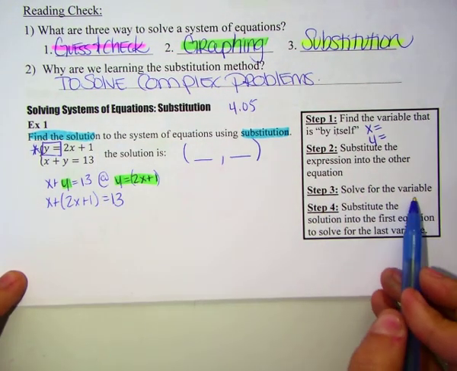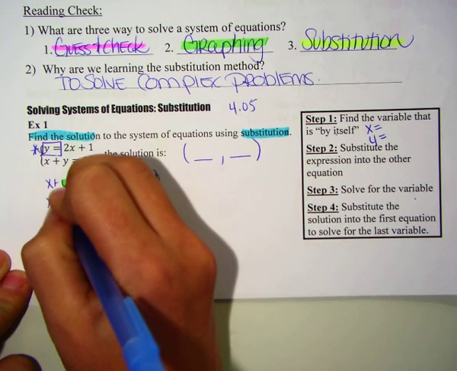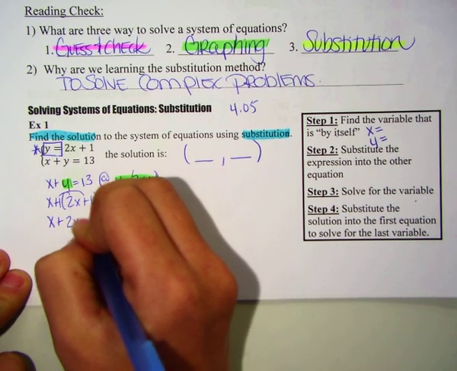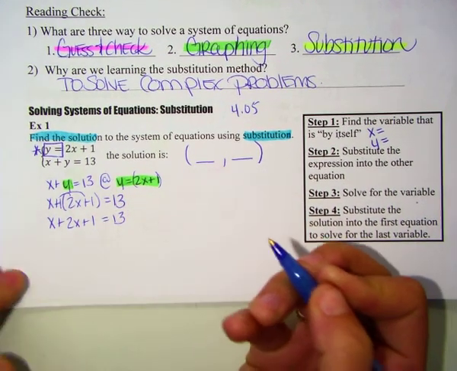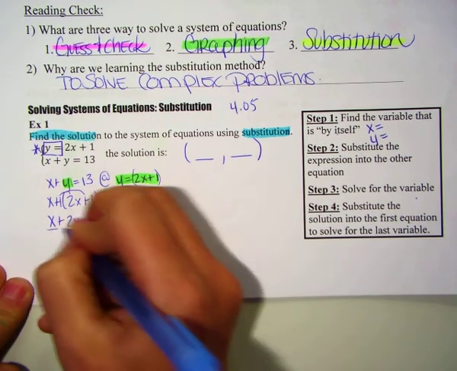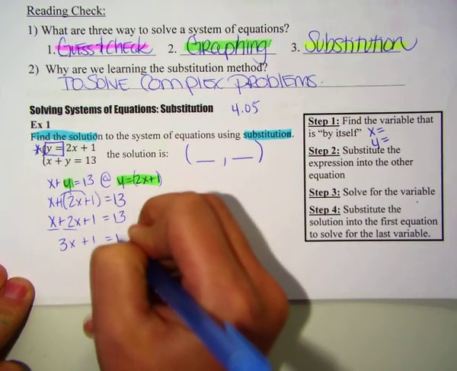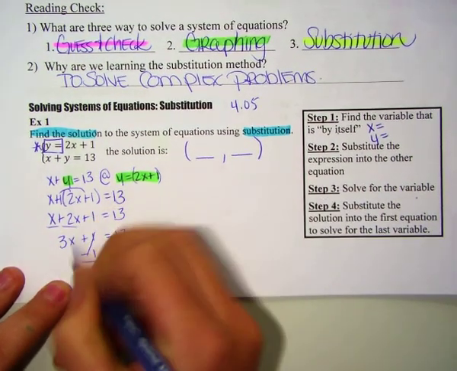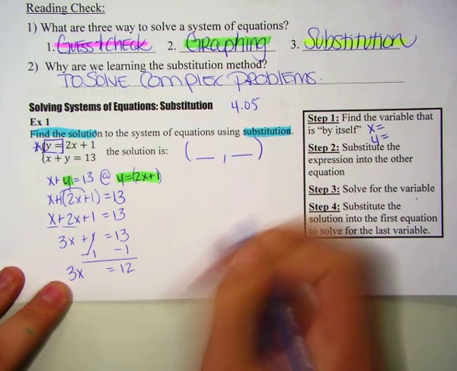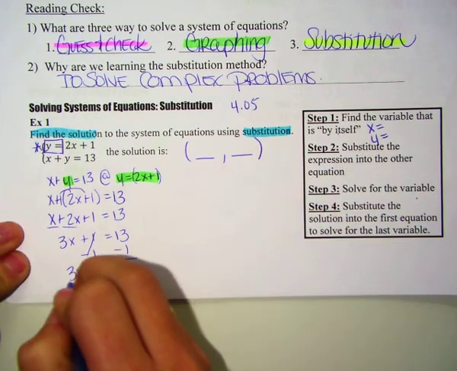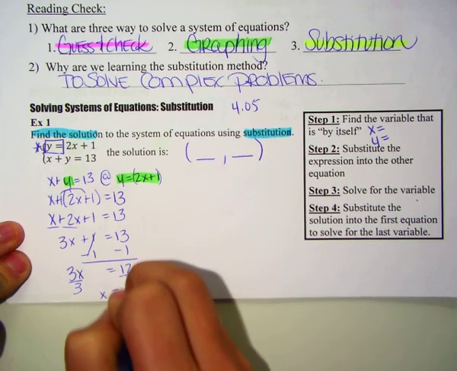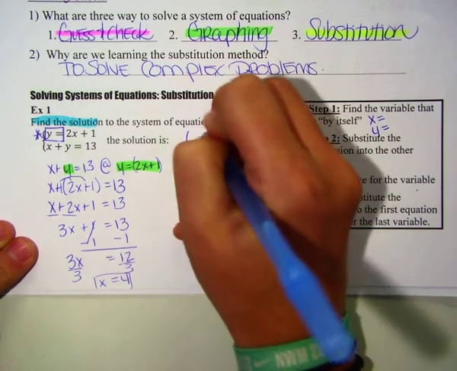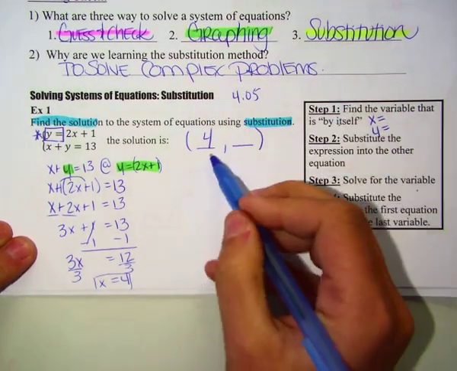Step 3 says to solve for the variable. So here we're going to solve for x. There would be a positive 1 here technically. So x plus 2x plus 1 equals 13. Combine like terms. Isolate x by subtracting 1 from both sides. Isolate x by dividing by 3. So I get x equals 4. So I know the x coordinate of my solution is 4.